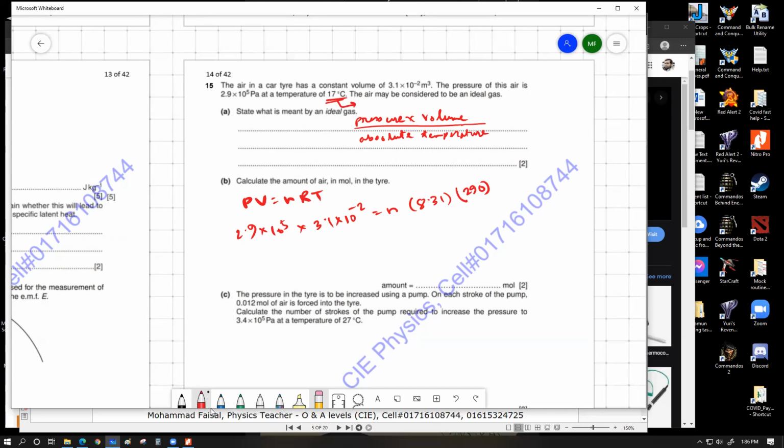So give me the number that you get for this thing up to a few decimal places, 3-4 decimal places. What do you get? 2.9 into 3.1 into 10 to the power 3 divided by 8.31 divided by 290. I'm getting 3.7304. Is it okay?